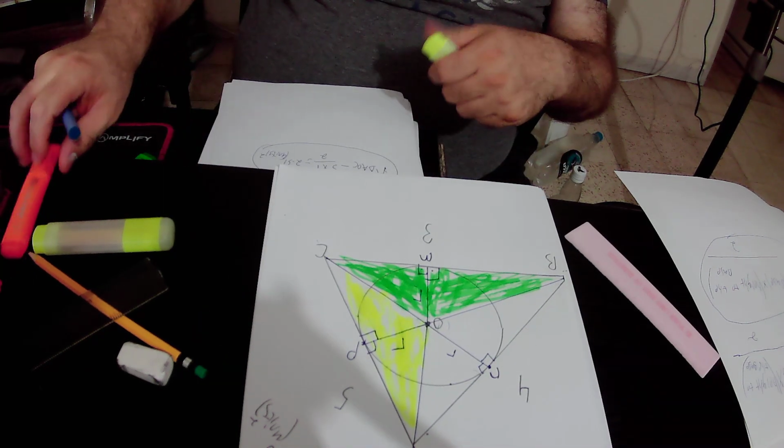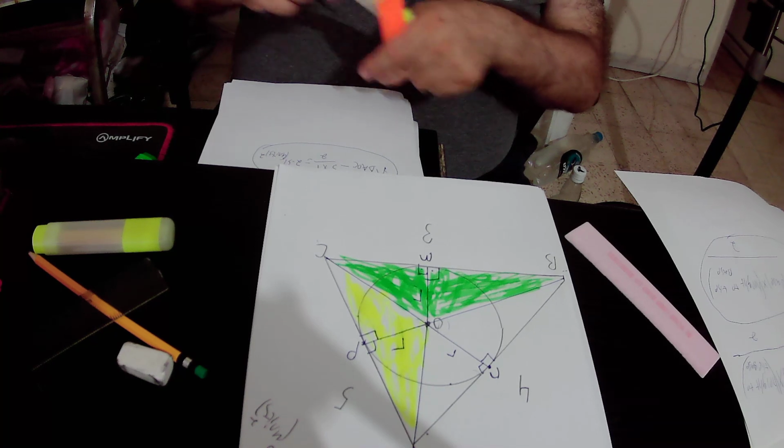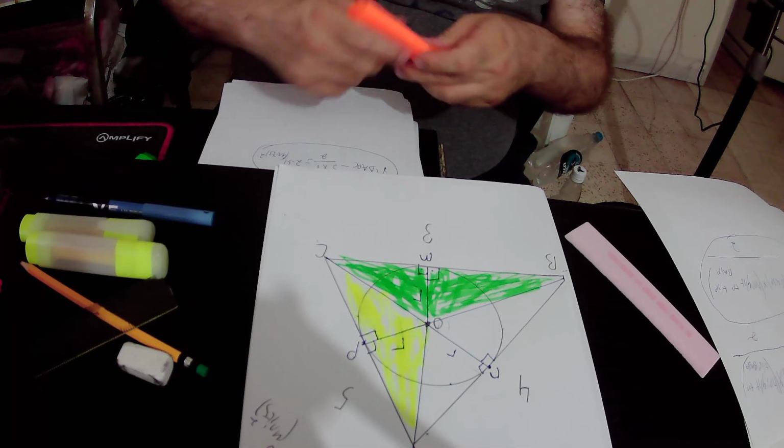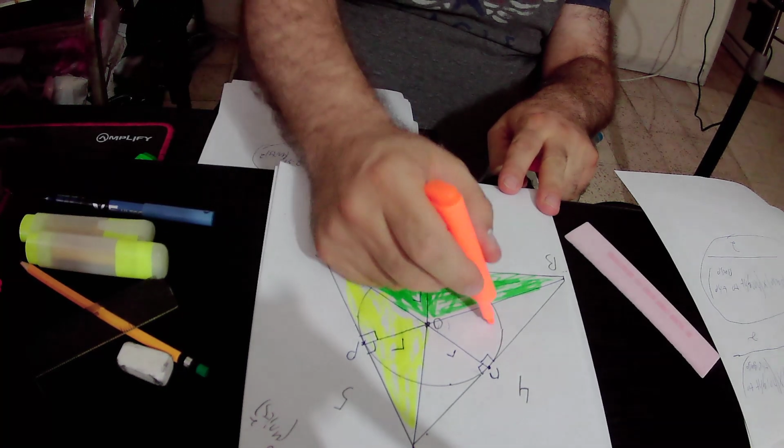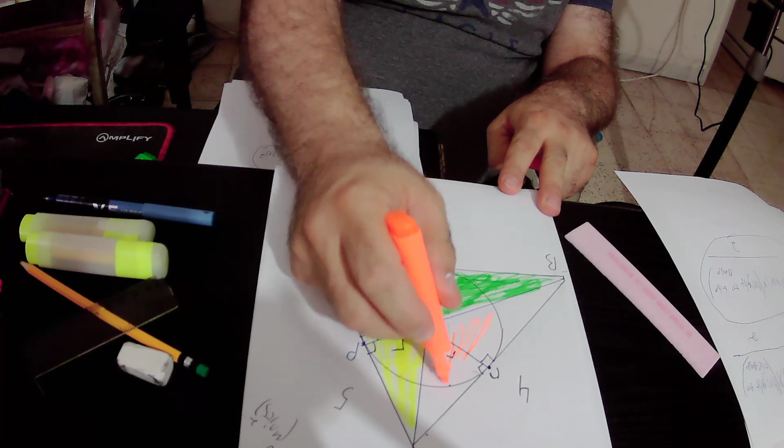And at the last we will calculate the area of the orange triangle.